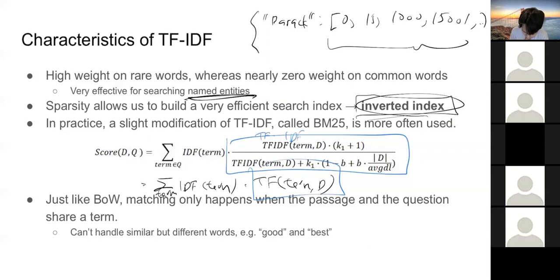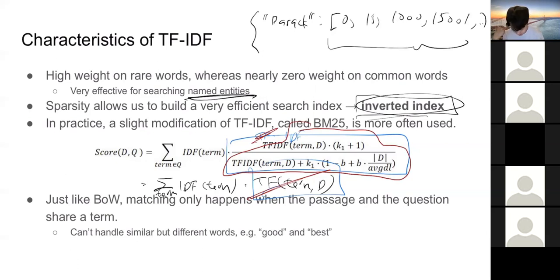So you can just cancel out this TF if you're just trying to compare these two. Basically, BM25 is just multiplying this IDF times K plus 1 over this TF plus K1 and so on in the denominator to the vanilla TF-IDF equation. And then what's happening here?